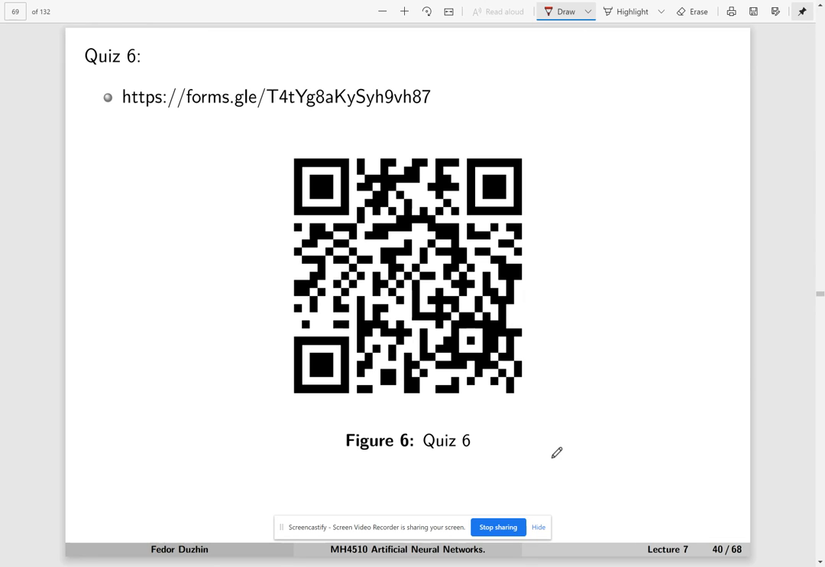Okay, so here is a little quiz after this part about forward propagation.